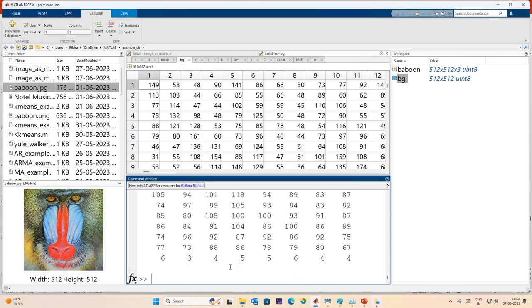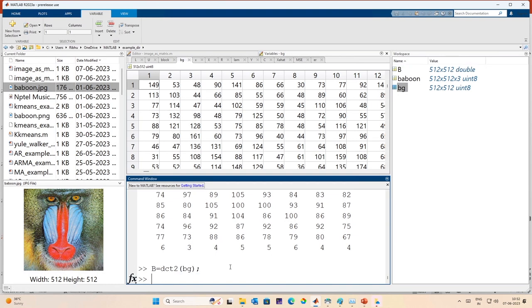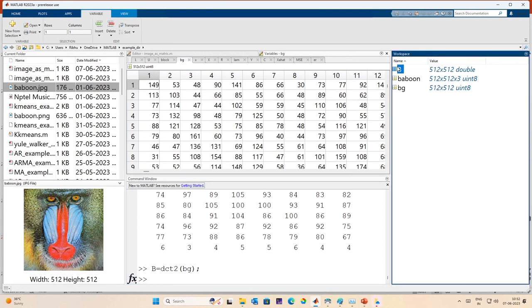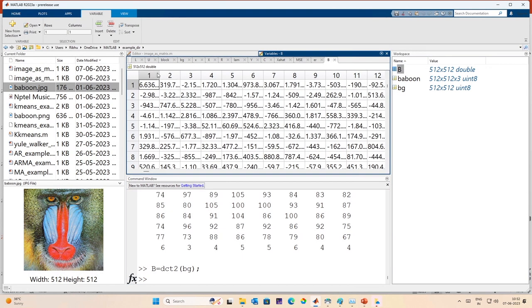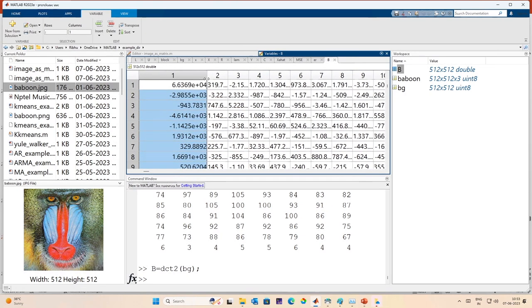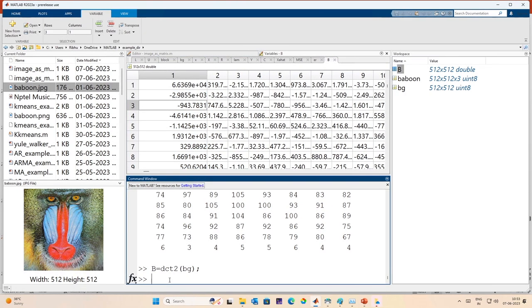So, now let us say B equals dct2 of BG, and this gives me a 512 by 512 representation, the DCT of the image.